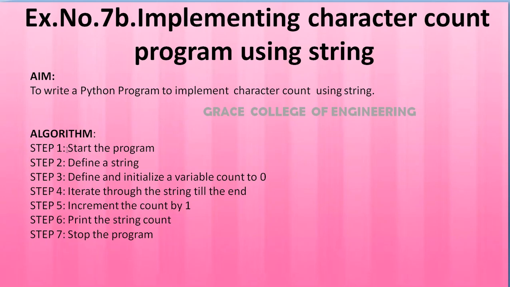Algorithm: Step 1, start the program. Step 2, define a string. Step 3, define and initialize a variable count to 0. Step 4, iterate through the string till the end of that string. Step 5, increment the count by 1. Step 6, print the string count. Step 7, stop the program.